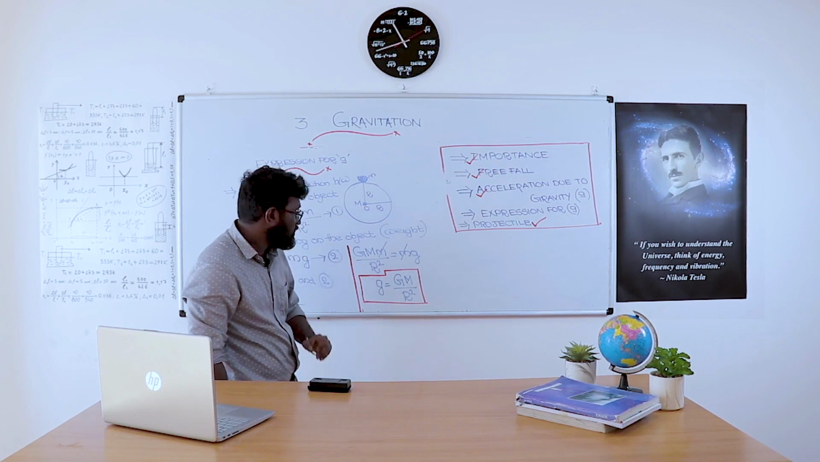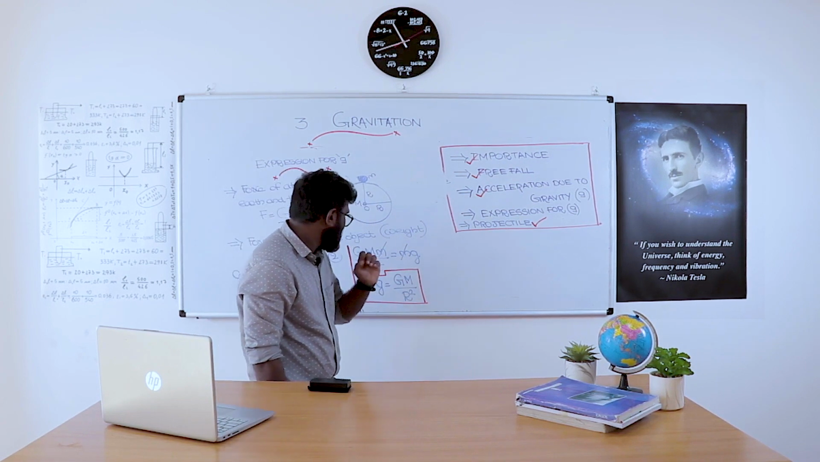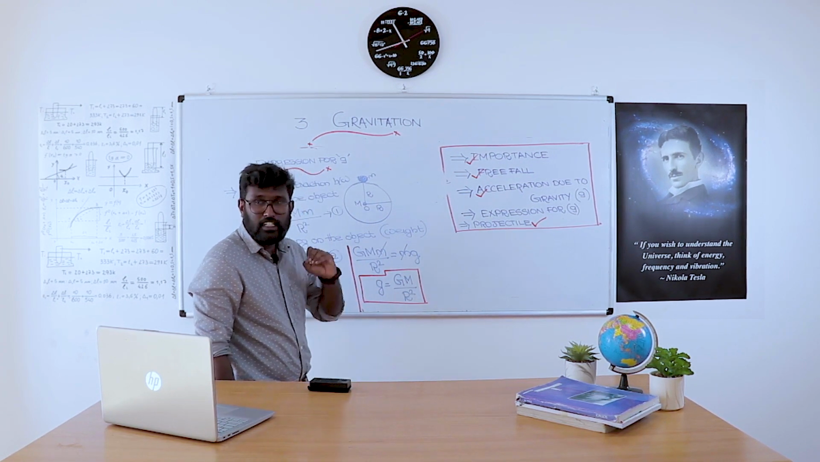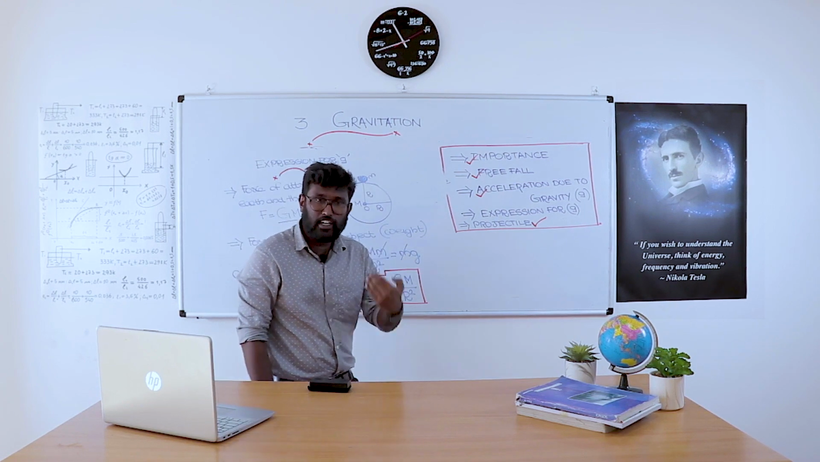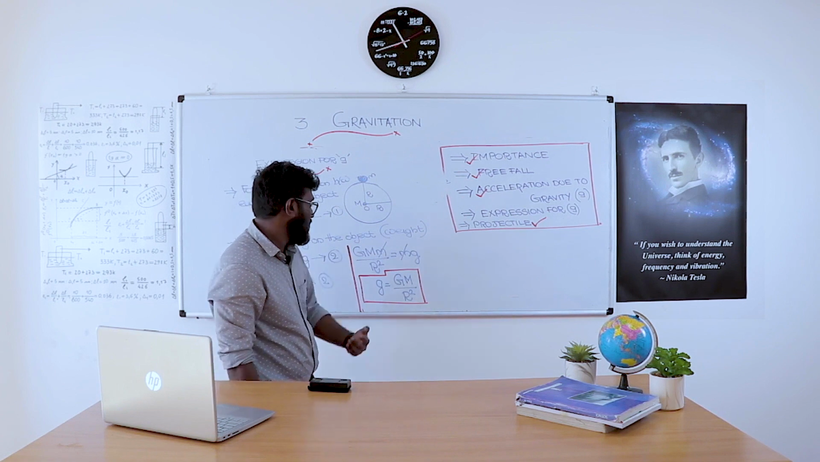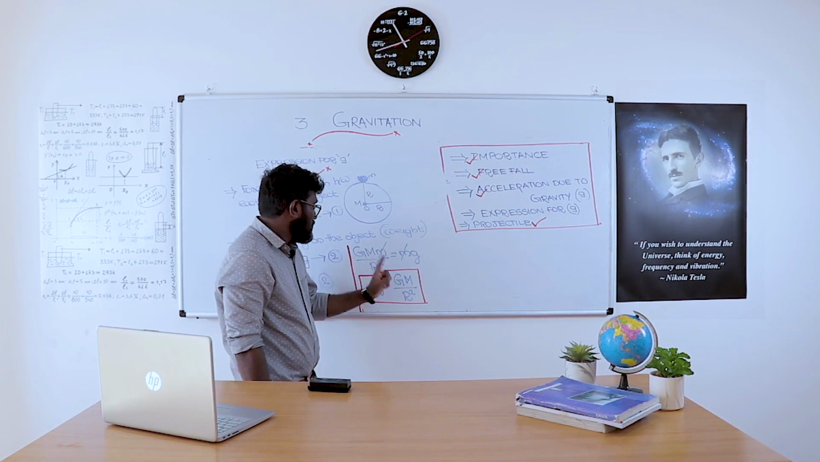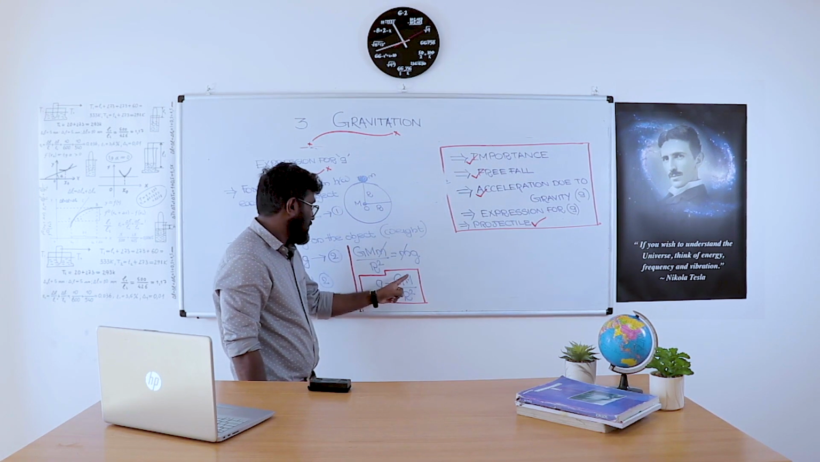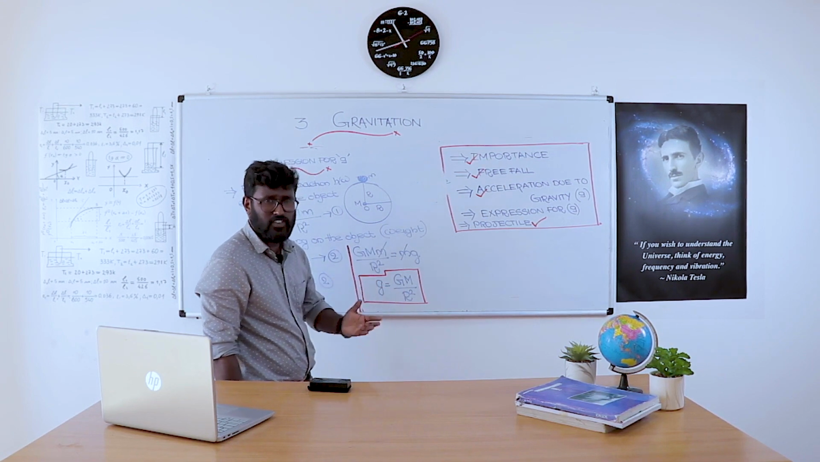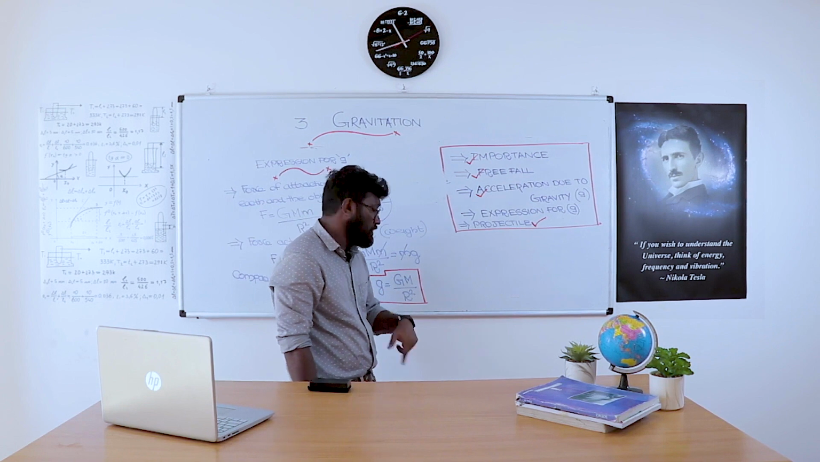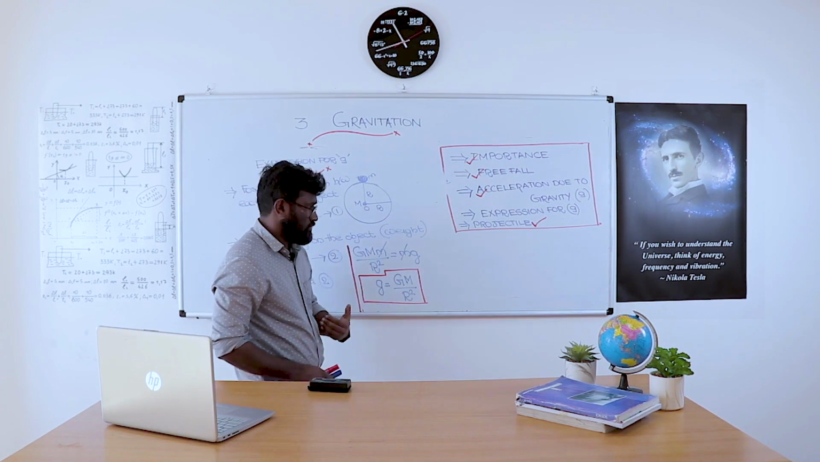From this equation, it is clear that acceleration due to gravity is independent of the mass of the body, small m, and the radius of the body, small r. It only depends upon the mass of the Earth, capital M, and the radius of the Earth, capital R. Capital G is a constant and is called the universal gravitational constant.